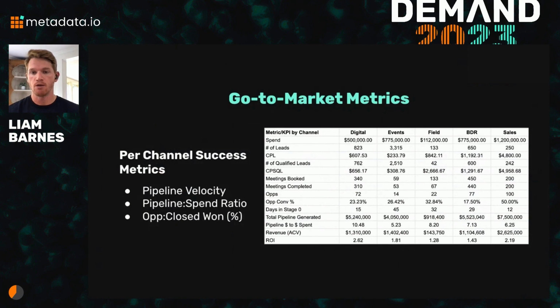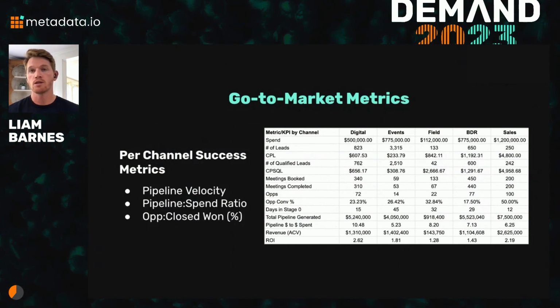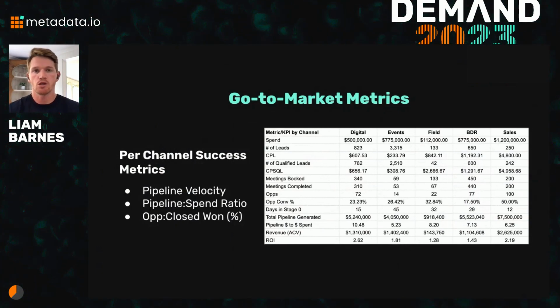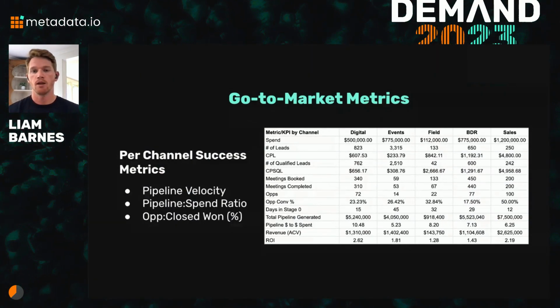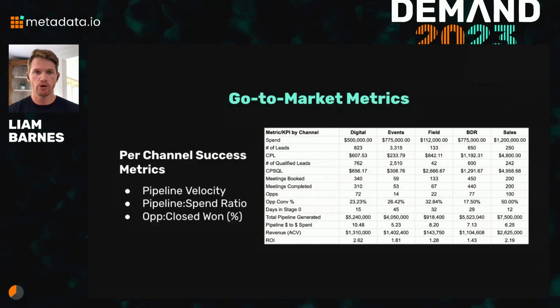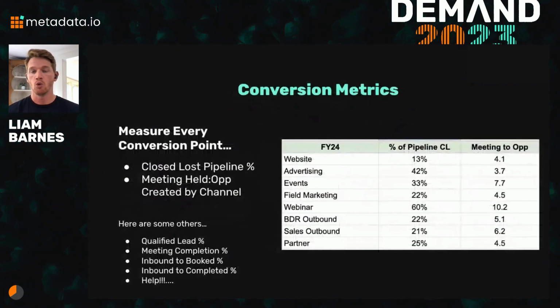The next one is pipeline to spend ratio, and I like to use this as an efficiency indicator, right? And typically somewhere between 8 and 10 is a really solid pipeline to spend ratio, assuming a 25% close won. And when you're looking across each channel, this is a really good way of figuring out potentially where you're overspending. The last one is opp to close won. What's the conversion of pipeline to close won, right? And this will help you reveal which channels have inflated pipeline numbers.